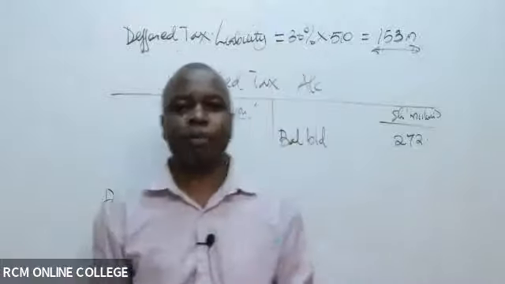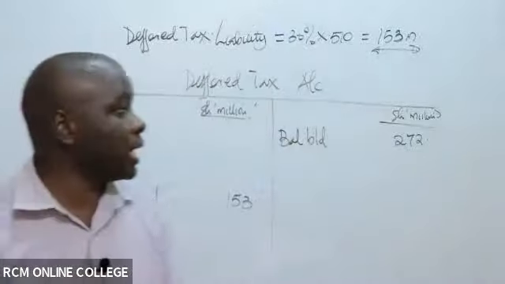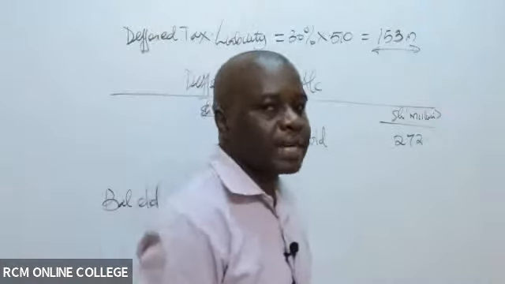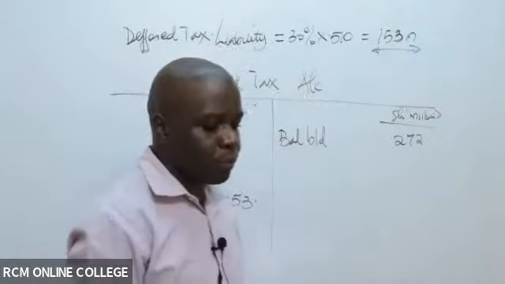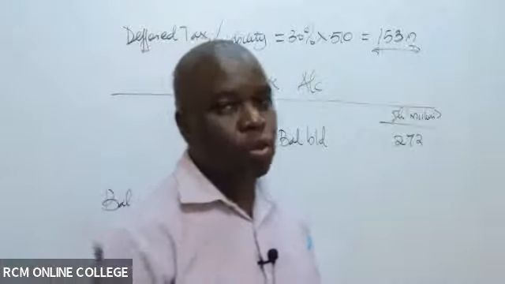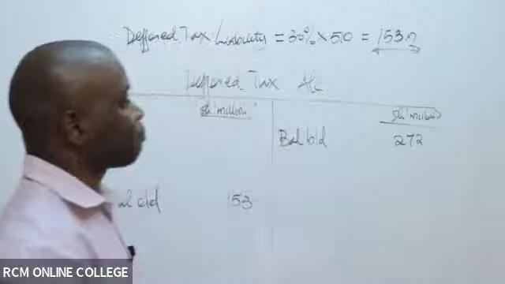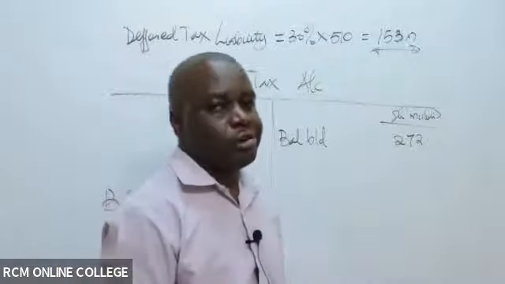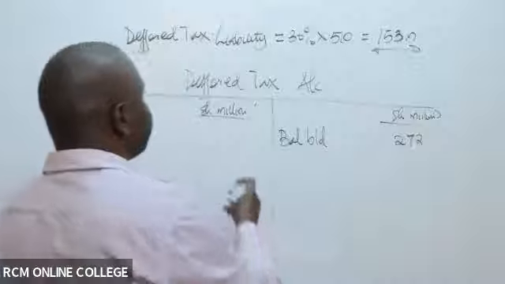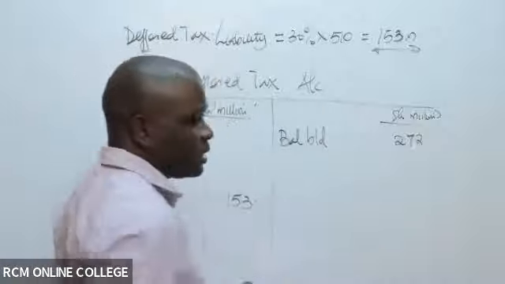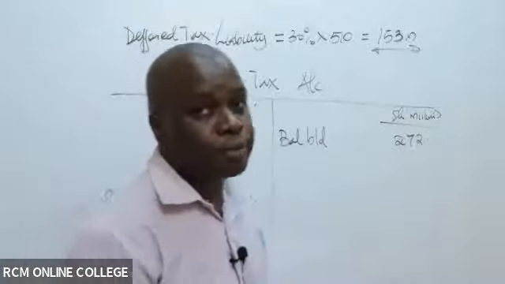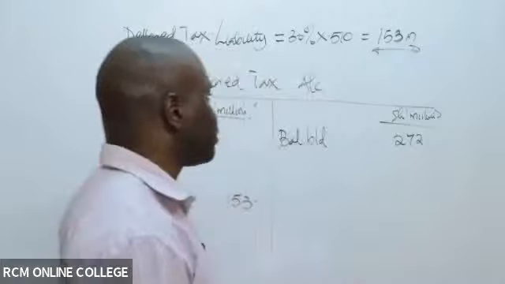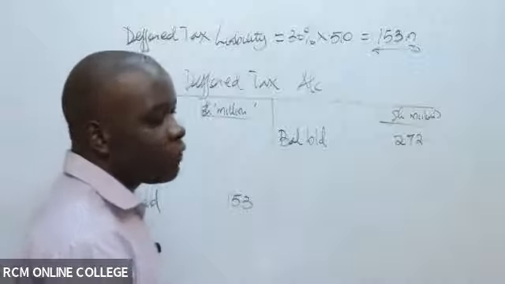But now there's something about property, plant, and equipment. I want to tell you how you consider revaluation on property, plant, and equipment. Any revaluation gain, if there was a revaluation and it was a gain, you credit the deferred tax account with it, but you have to consider the deferred tax on that revaluation gain. It will be 30% of the revaluation gain.